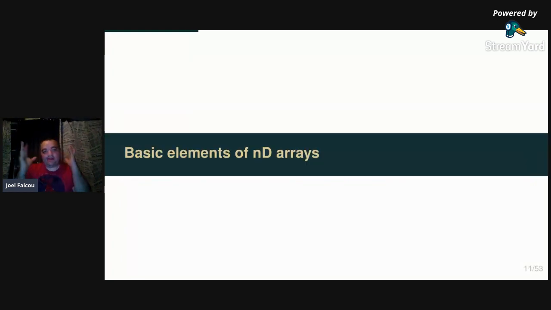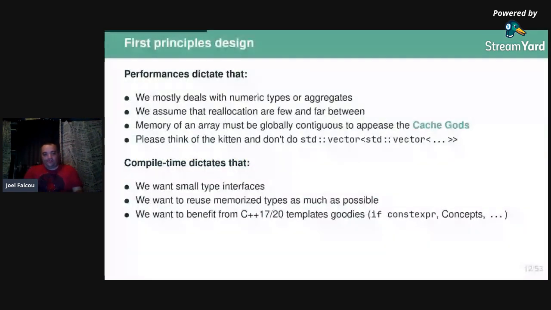So let's talk about what is an n-dimensional array. What are the basic things we need to understand about the problem, which sounds easy but it's not, and how we can build up on this. So first, we have two main drivers on this thing. We have the performance driver, and we have the compile time performance driver. So we want the code to run fast, and we want the code to compile fast, or at least as fast as possible. Okay. So we need to take something into account, and we will work in a very specific subset for the context of this talk.